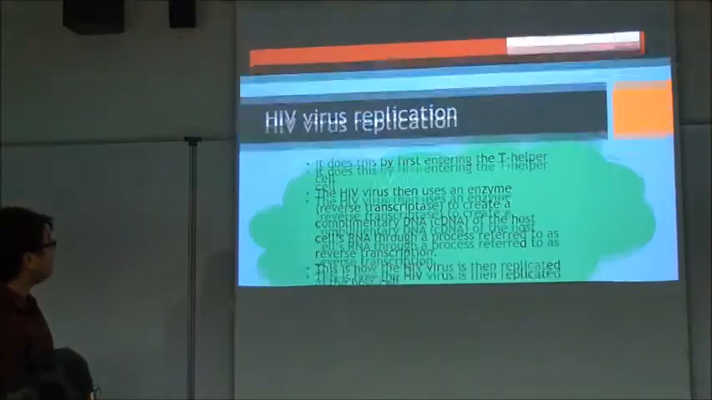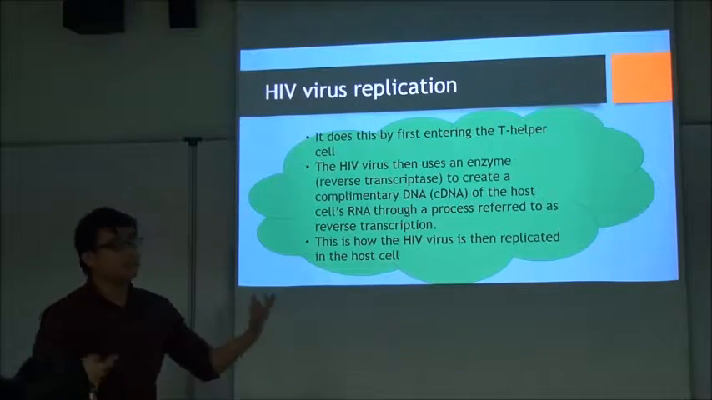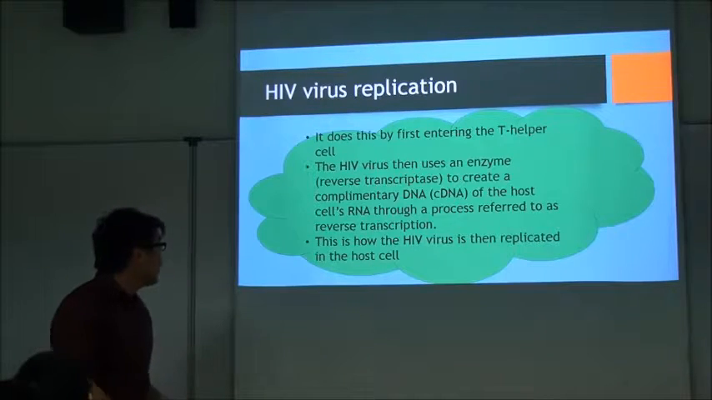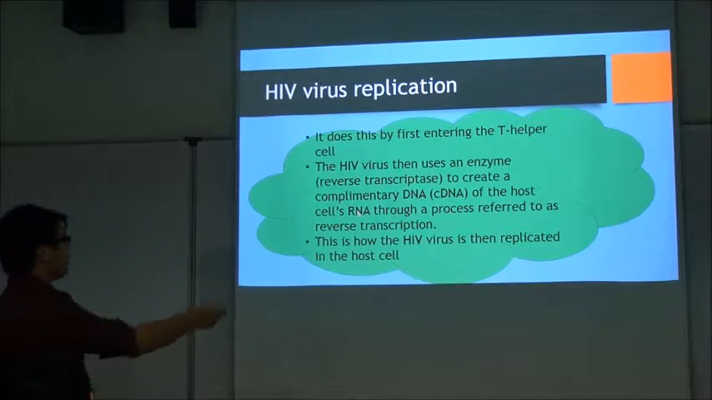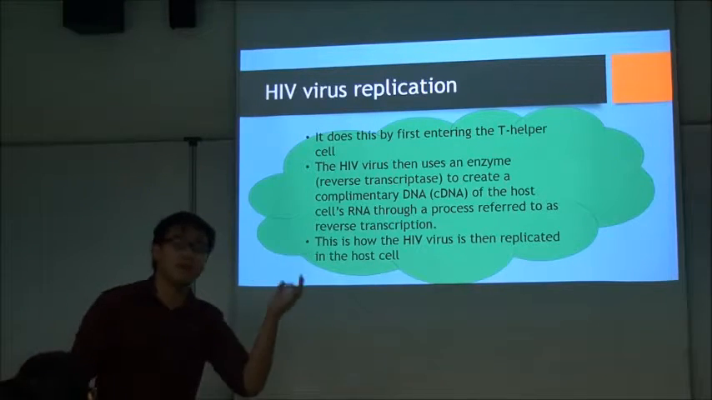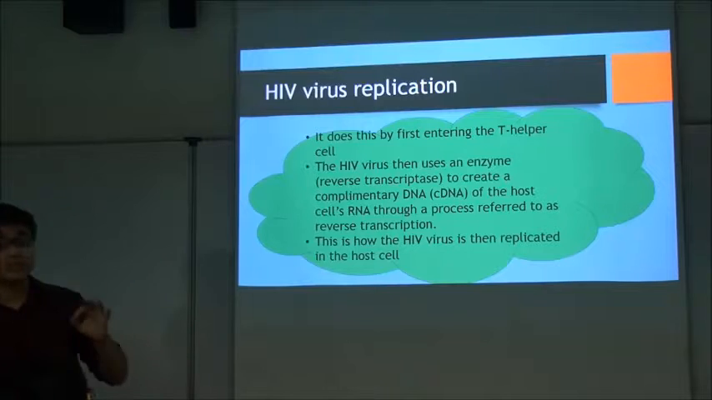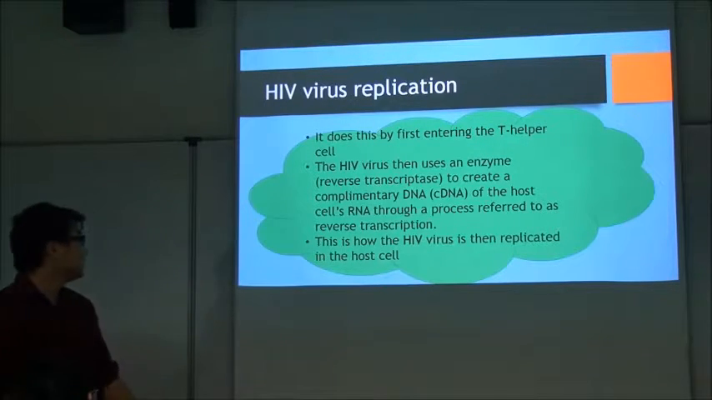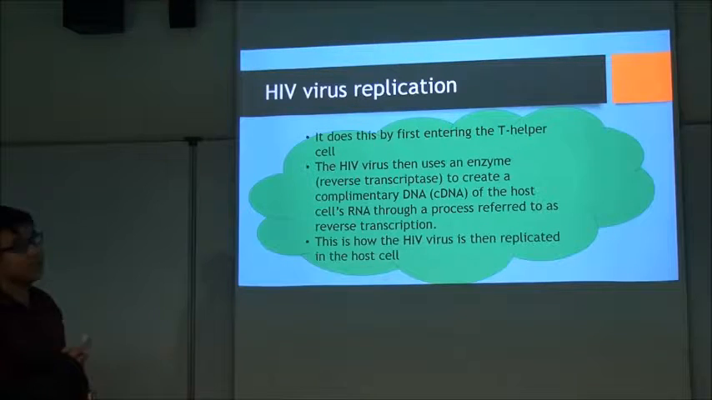Moving on. This is how the HIV virus replicates. It does this by first entering the T helper cell. The HIV virus then uses an enzyme called reverse transcriptase to create a complementary DNA, otherwise known as viral DNA, from the host cell's RNA through a process referred to as reverse transcription. This is how the HIV virus is then replicated in the host cell.